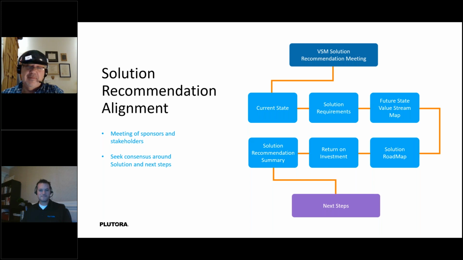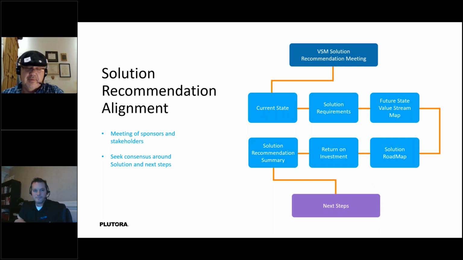Well, they don't have to be in a room. They can be in a virtual room like this one. But walk through the key results. How did you get here? What was the current state? The solution requirements. This is a very short presentation. These people are impatient people. But walk them through the process. Make sure they understand what the recommendation is, what the ROI is, and draft some next steps.